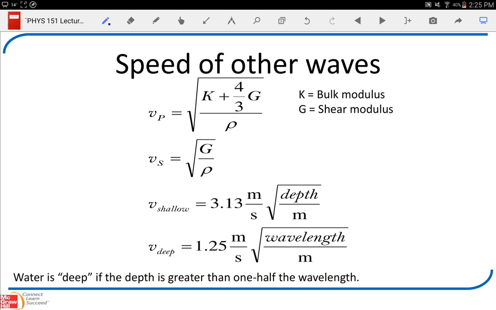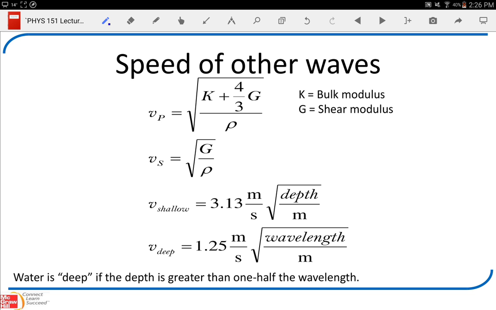Now this here, technically I didn't have to cover today, but I thought it was interesting to note the speed for water waves. It depends on if it's a deep water wave or a shallow water wave. So a shallow water wave, the speed turns out to be basically 3.13 meters per second times the square root of the depth per meter. You just put in the depth in meters, and then that unit meter is going to cancel. For a deep water wave, it's 1.25 meters per second times the square root of the wavelength.